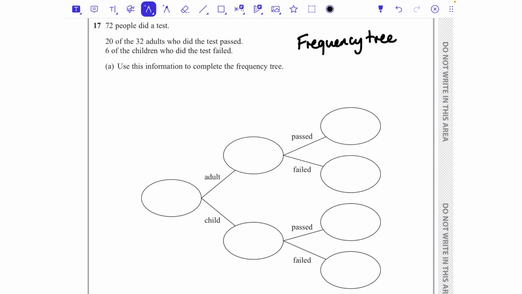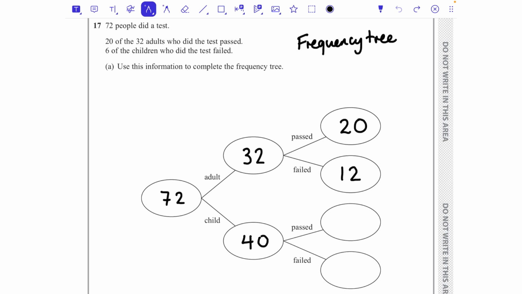So 72 people did a test. 20 of the 32 adults who did the test passed. So there were 32 adults that did the test, so that goes there. And it says 20 of them passed. So we're going to put 20 in that box there, or circle, whatever. Now, if 20 of the adults passed, we know that 12 of them must have failed because these two circles together need to add to make whatever number is here. So these two here need to add to make 32. Now, I also know that there must have been 40 children because 32 add 40 needs to add to make 72.